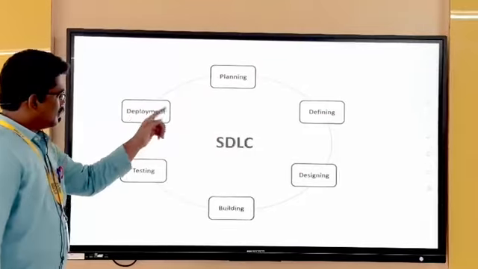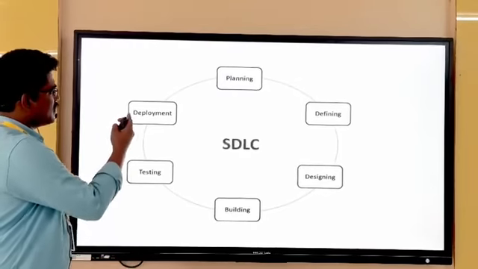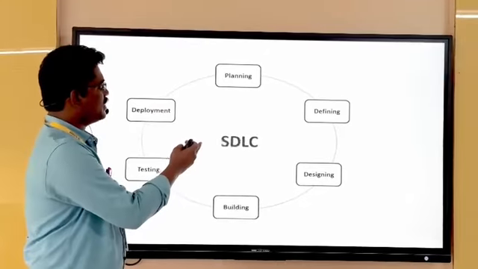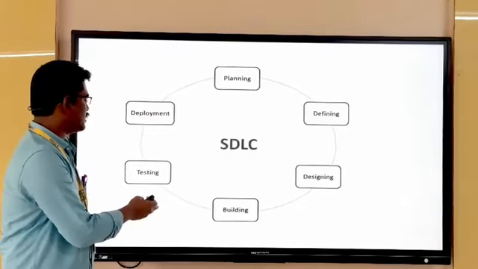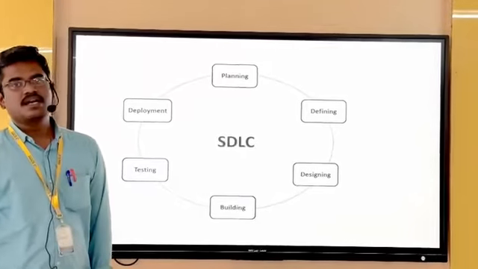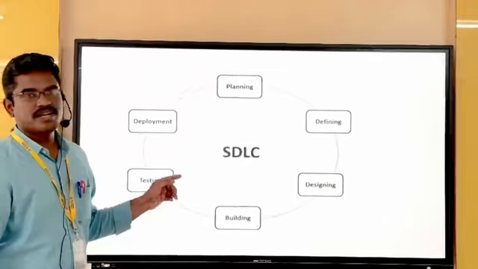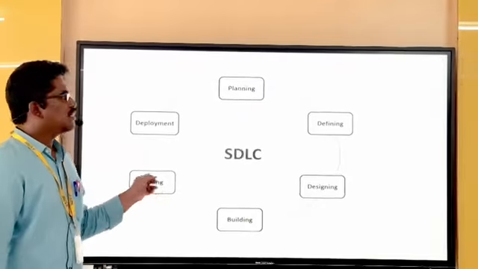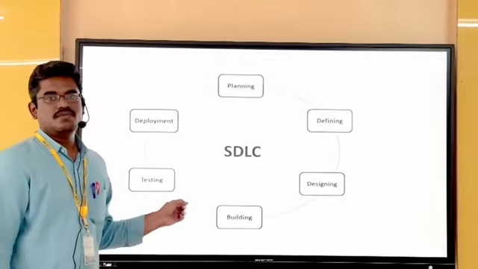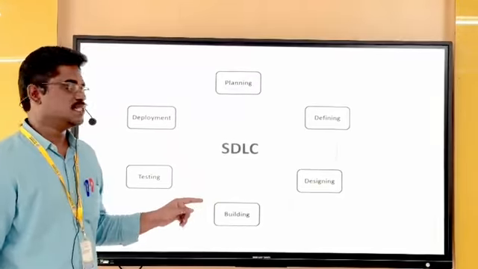These are the 5 or 6 stages involved in developing a software. The first stage is planning, followed by defining, followed by designing, then building, then testing, followed by deployment. These 5 or 6 stages define how the software evolves over a period of time, and each and every stage is very important. In the further slides, we will see what each stage is and what we will do in each stage.